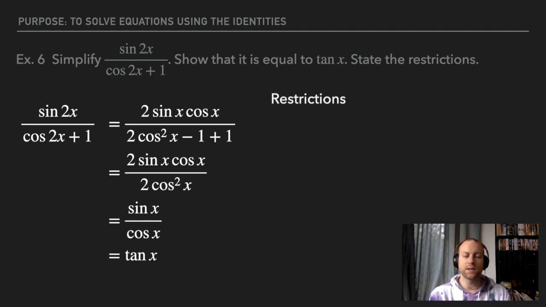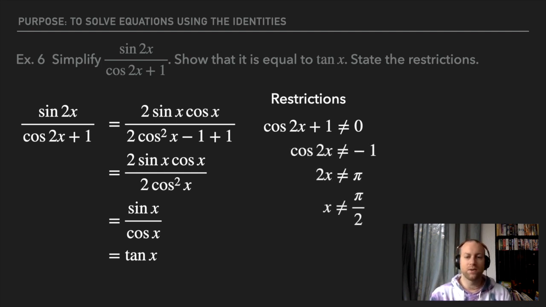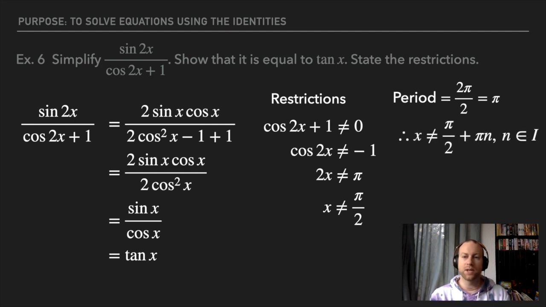So restrictions for this, we've got a couple restrictions that we need. So cosine 2x plus 1, this is our original expression. This cannot equal 0. Let's manipulate this, solve for what x cannot equal: x cannot equal pi over 2. And since in this equation it is cosine 2x, we have a different period. It's no longer 2 pi, it's now just pi. So this is my generic restriction.